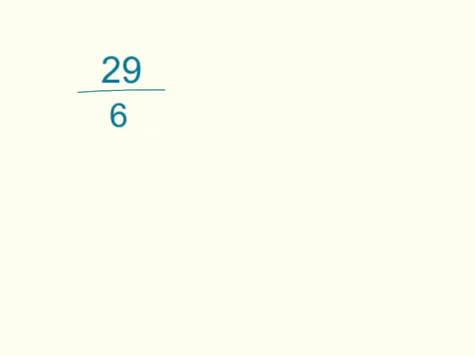Here's our last example. 29/6 is an improper fraction, so we need to change it to a mixed number. So the first thing we need to do is type in 29 divided by 6 on our calculator. We find out that 29 divided by 6 is 4.8333 repeating. So we know we're going to have 4 and something. So now we know that the denominator is going to stay the same, so it's going to be 6.